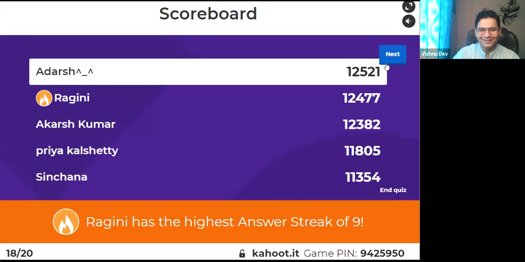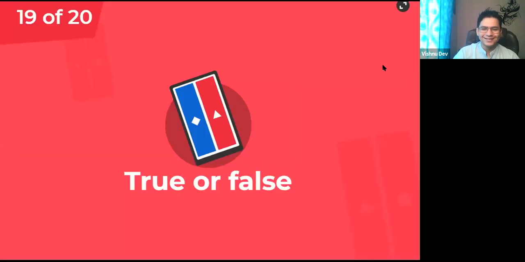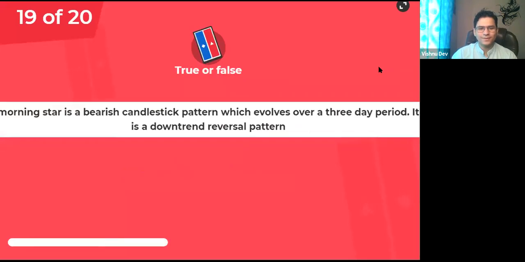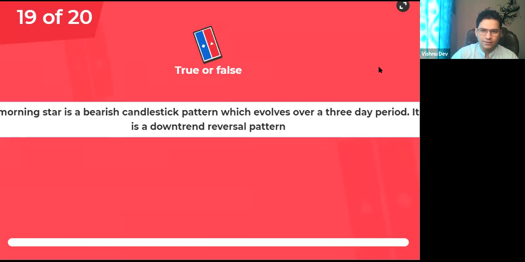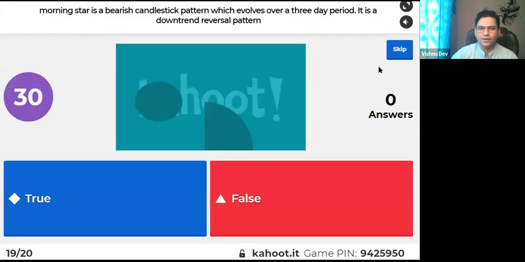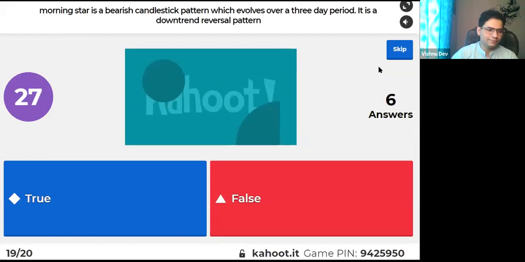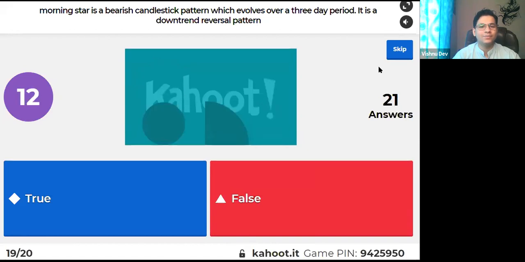Okay. Chalo. So, second last question. Morning star is a bearish candlestick pattern which evolves over a 3-day period. It is a downtrend reversal pattern. Downtrend reversal pattern means, sir, right? Sir, don't tell the answer now. Last pattern. It will be a reversal, okay.